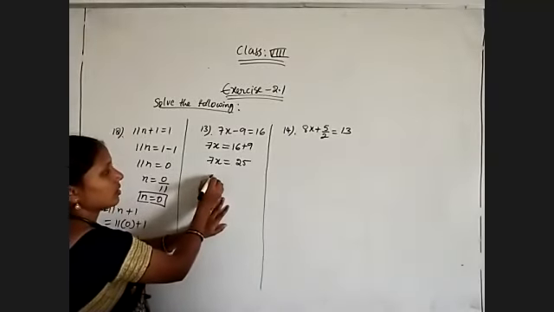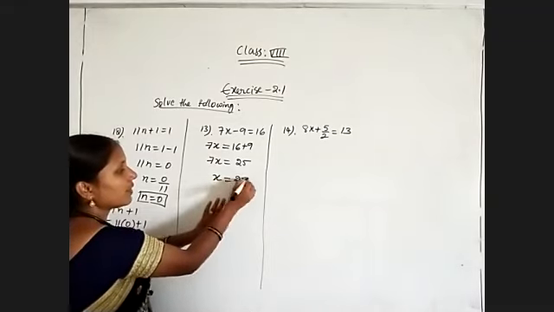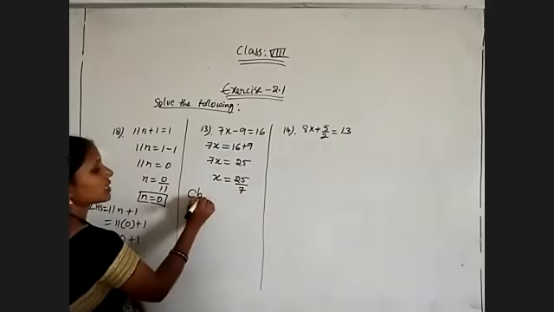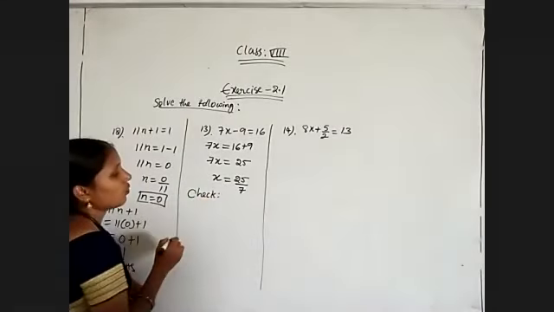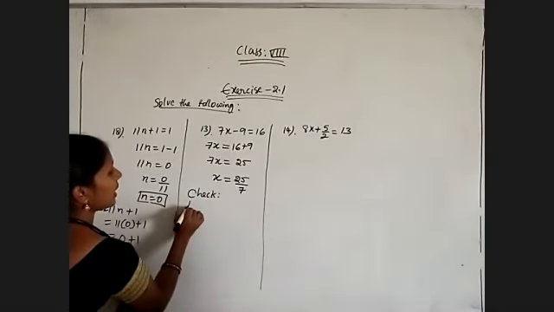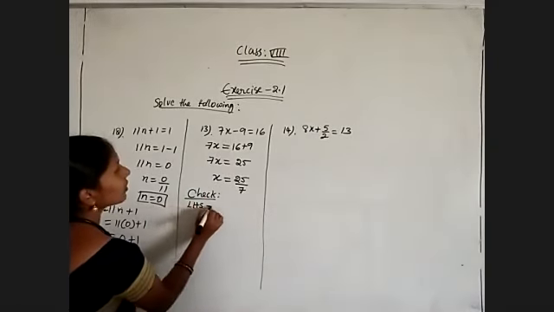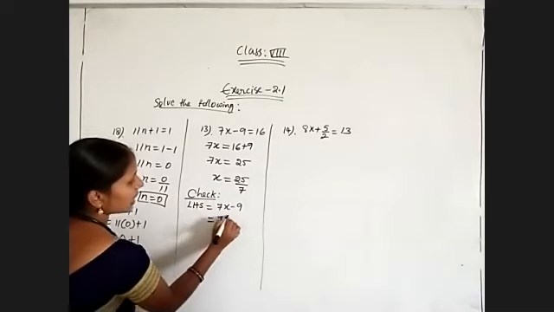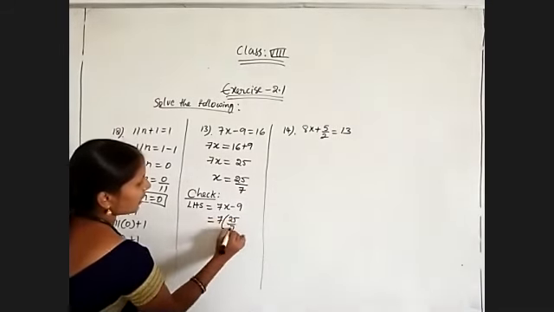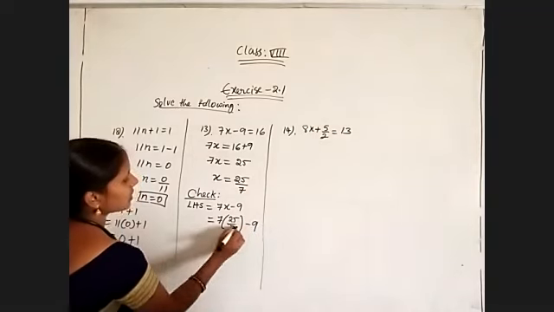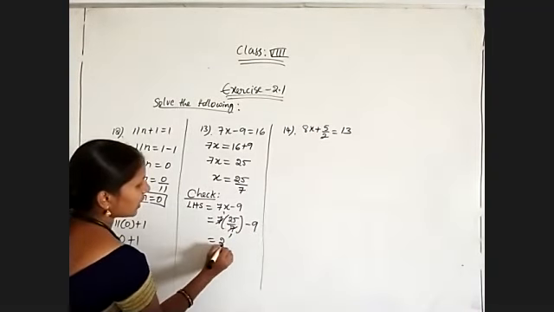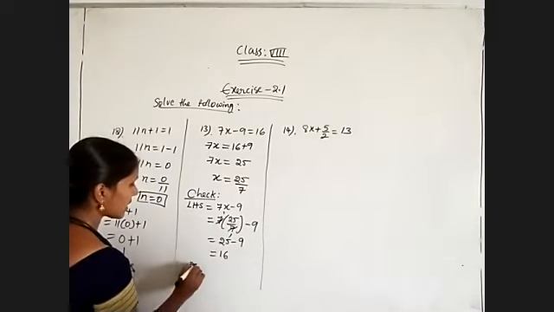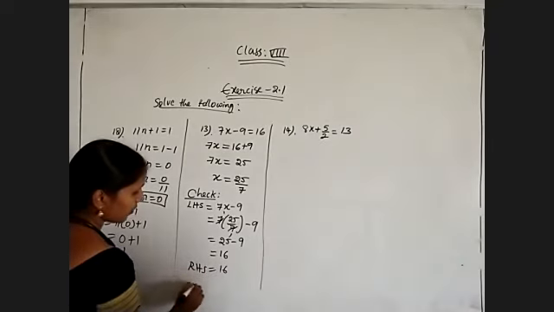And x will be equal to 25 by 7, because here multiplication goes to the other side. Now check the result. What will we get? LHS of the equation is 7x minus 9. So 7 times the x value, 25 by 7, minus 9. 7 will get cancelled. 25 minus 9 is nothing but 16. So RHS of the equation is also 16. Therefore both are correct.